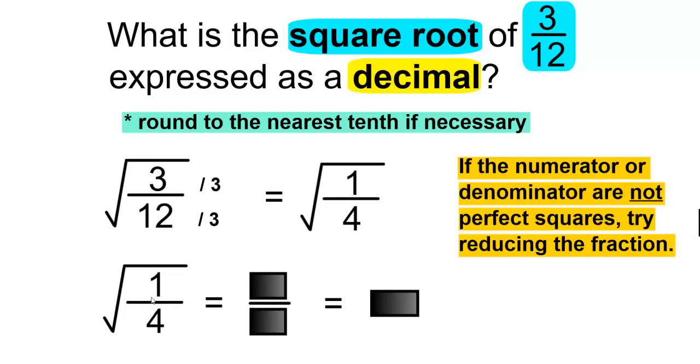The square root of 1 is 1, and the square root of 4 is 2. So the answer is 1 over 2. As a decimal, 1 over 2 will be 0.5.